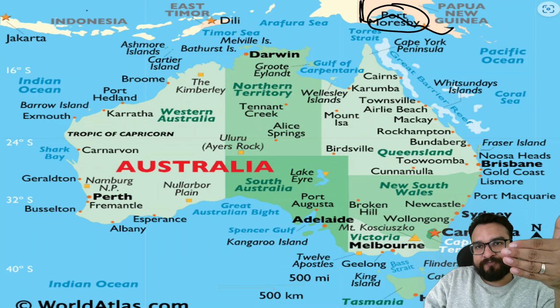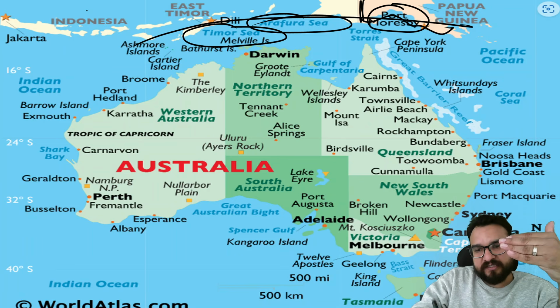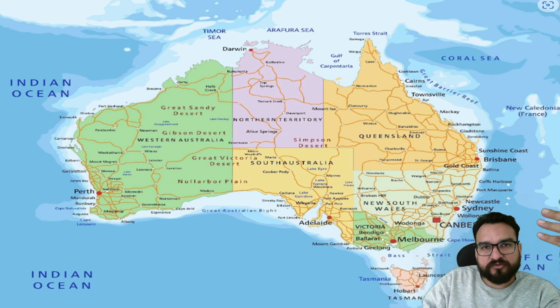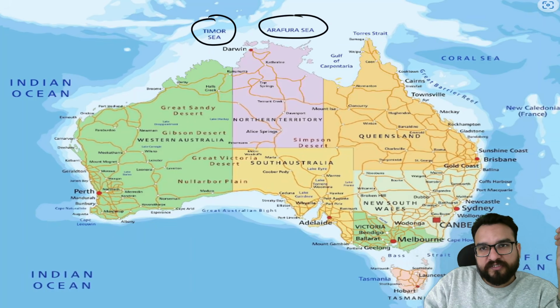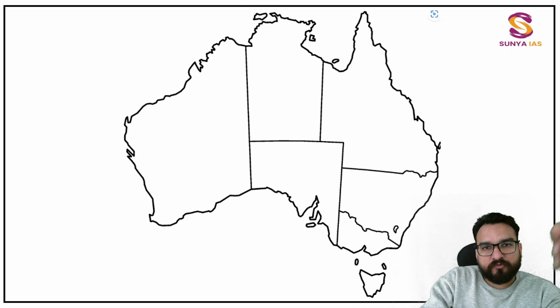Try to understand. This is the northern part where you find the Arafura Sea and Timor Sea, and in the south you will find Australia. You can be asked that Indonesia is separated from Australia by these seas. Let me show you more. If I can see more, just wait.